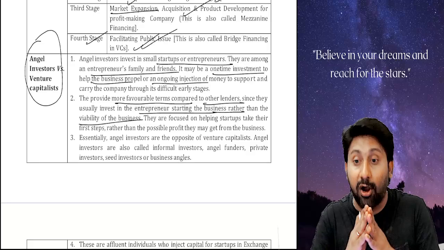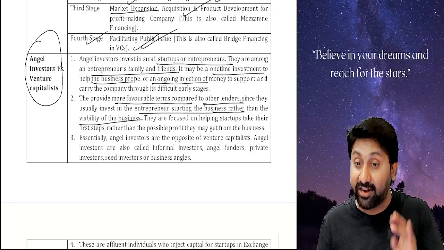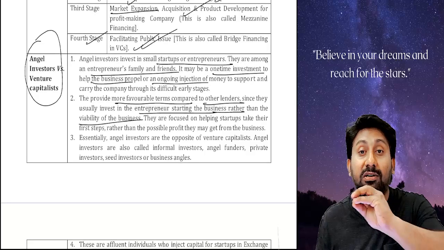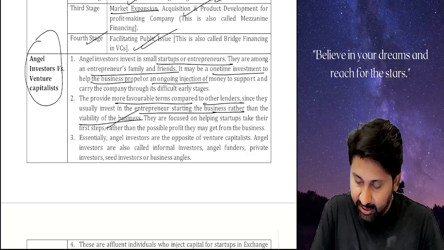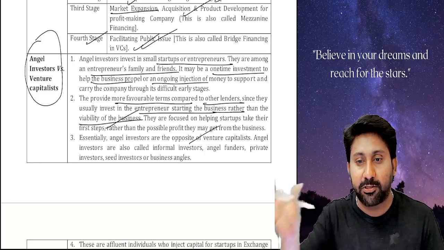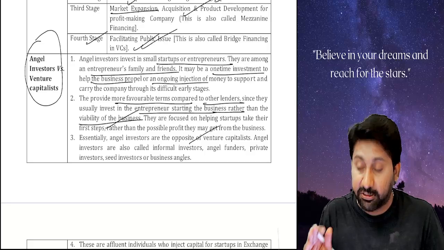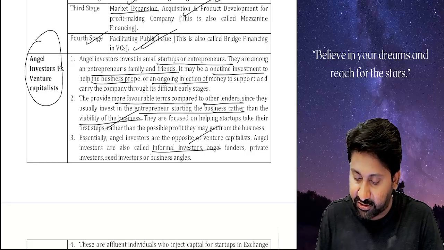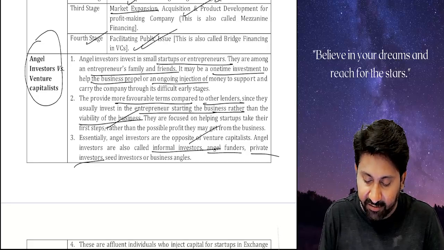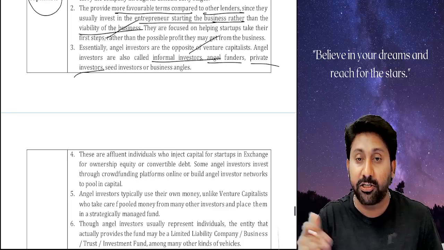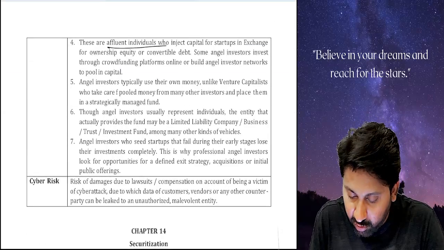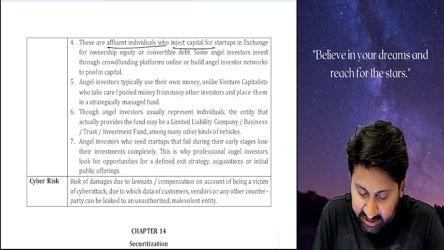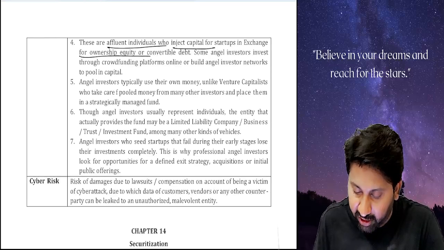They are like gods for us. That's why they call it angel investors, where they will not see anything, just for the business idea they will put the money. Next, angel investors are exactly opposite to the venture capitalists. That's why angel investors are called informal investors, angel funders, private investors, etc. These are affluent individuals who inject capital for the startups in exchange for ownership equity or convertible debt.